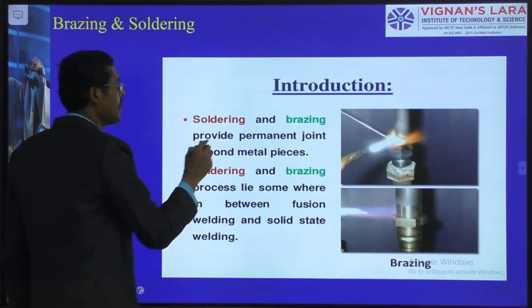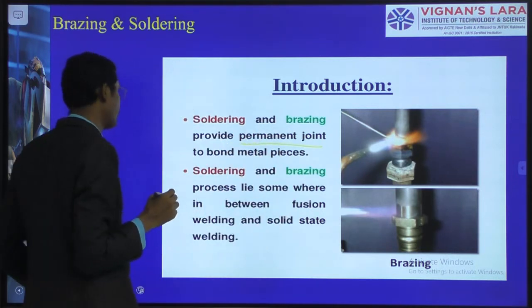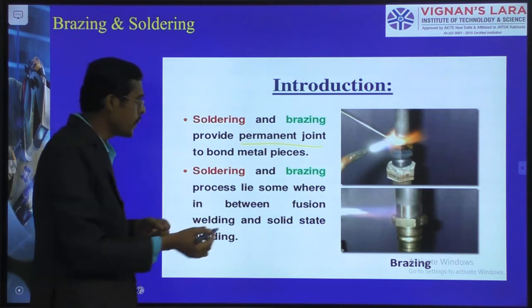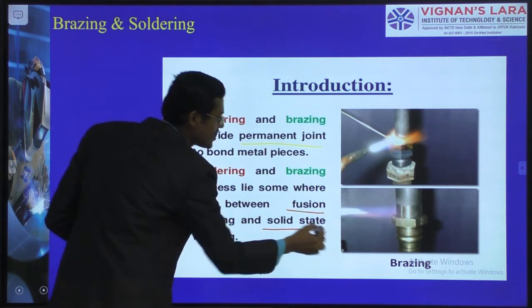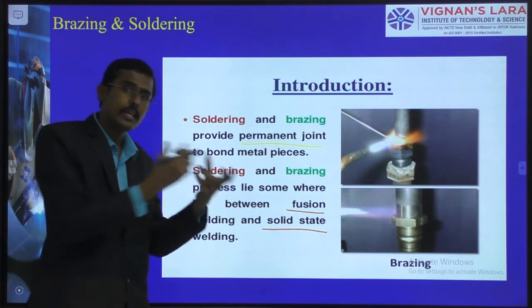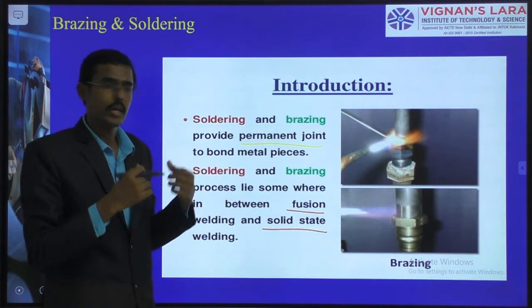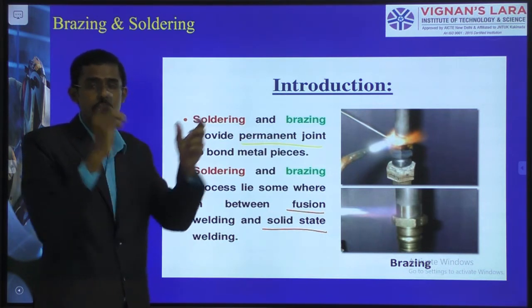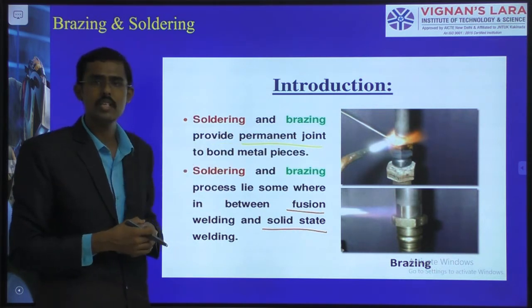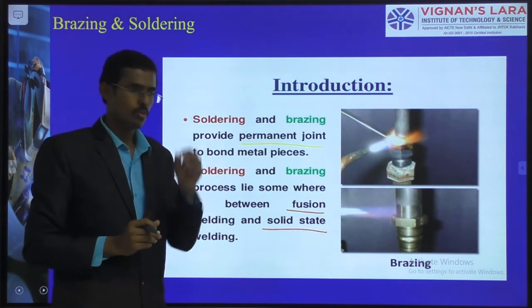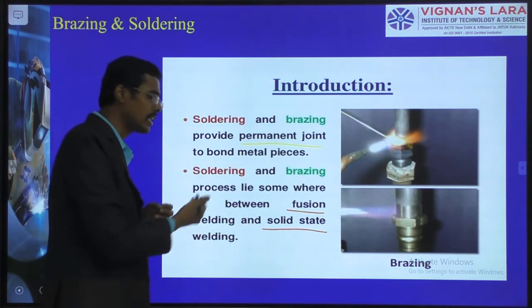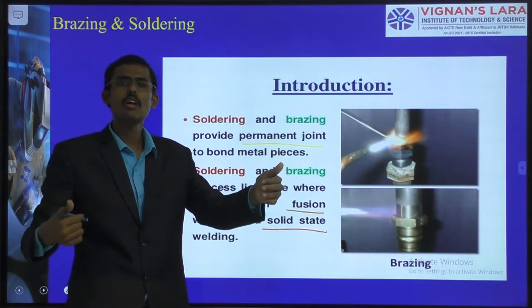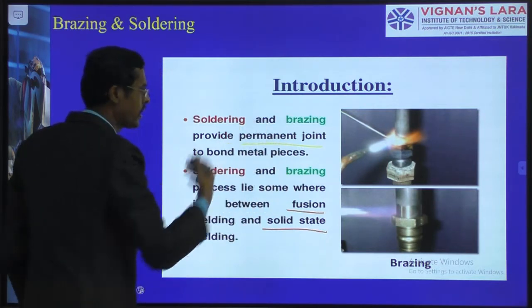Soldering and brazing provide a permanent joint, and the soldering and brazing process lies somewhere in between fusion welding and the solid state welding process. In fusion welding, we are melting both the workpiece and the filler wire. In solid state welding, filler material is not used, but the base material is in a semi-solid state. But in soldering and brazing, the base material is not melted at all, only the filler material is melted. Therefore, it lies between fusion and the semi-solid plastically deformed condition. It is a separate thing.